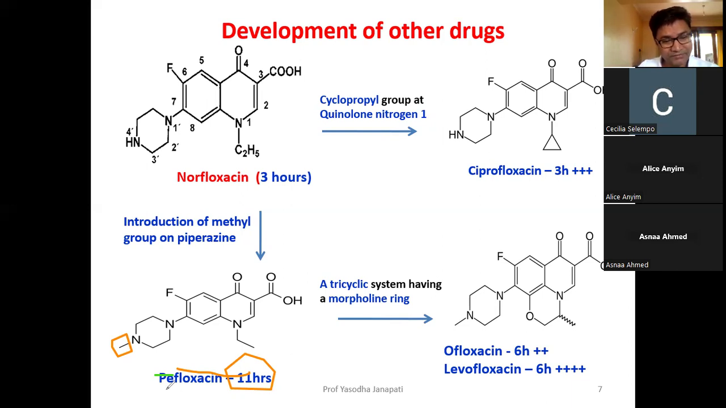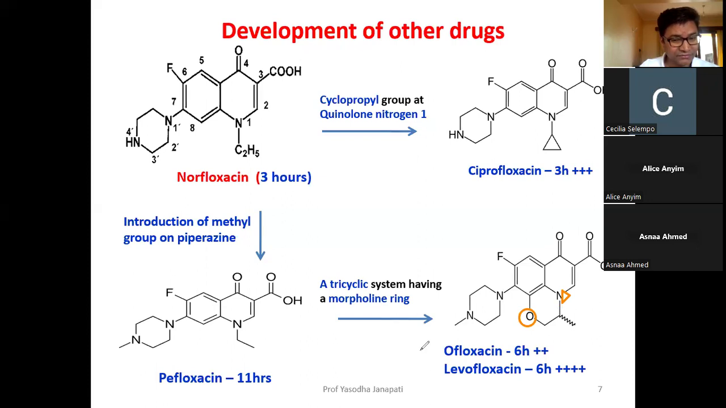Now, one more drug you can see from pefloxacin. It is not much available in the market nowadays. So what they did is they introduced a tricyclic system now. See, this is a tricyclic system, having a morpholine ring. This is the morpholine ring. We studied this many times, even in timolol. You see nitrogen and oxygen opposite to each other in a six-membered ring. It is morpholine.